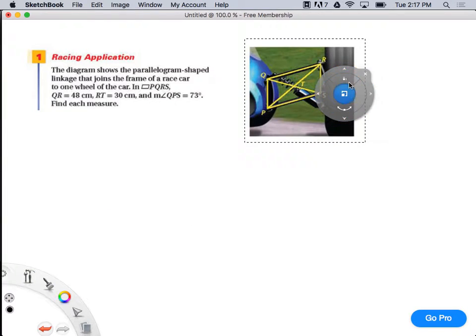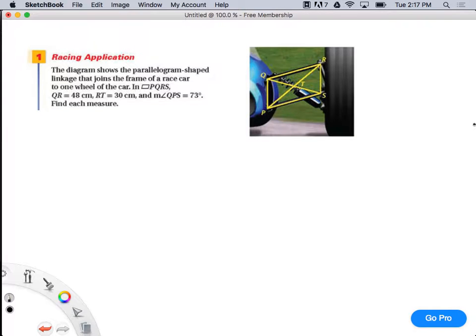The diagram shows the parallelogram-shaped linkage that joins the frame of a race car to one wheel of the car. So basically, you've got this parallelogram here. In parallelogram PQRS, it says QR is 48 centimeters. So I'm going to put that up there. QR is 48. RT is 30. So from R to T, from here to here, is 30.